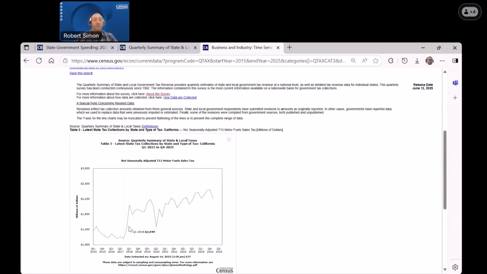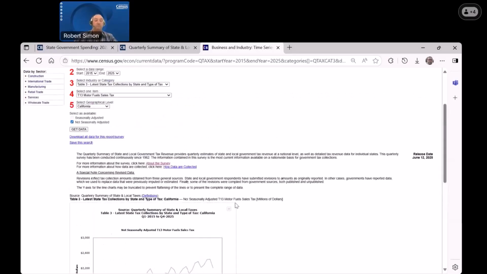We can see California, the revenue has been increasing. We can also see that there's some seasonality to the data. Looks like in Q1 every year, they experience a little bit of a drop in revenue. This most likely indicates that people are driving a little bit less during the winter months, so they take in a little bit less revenue.